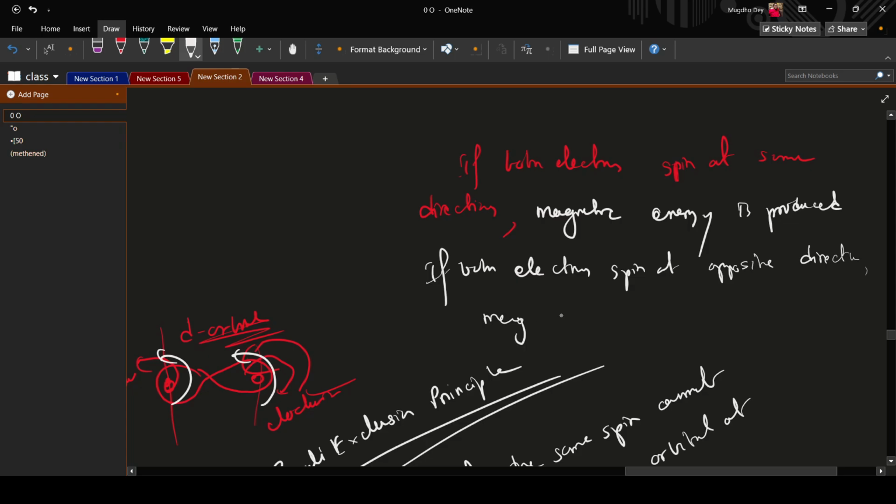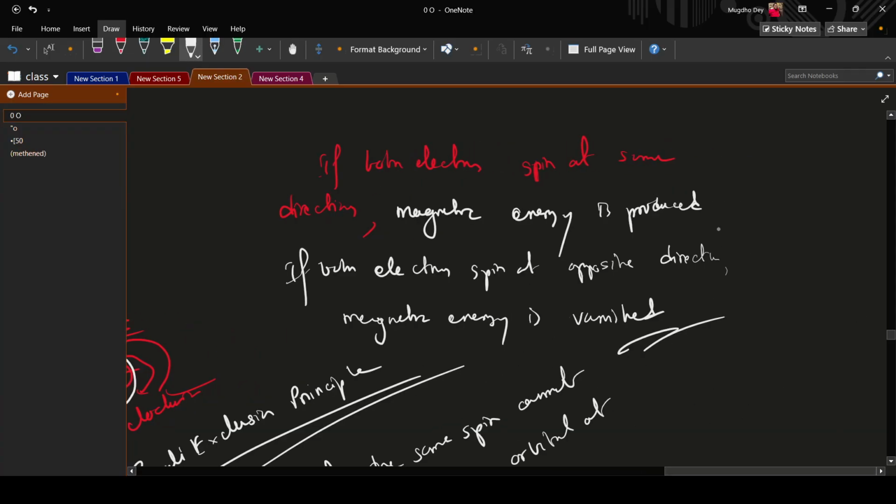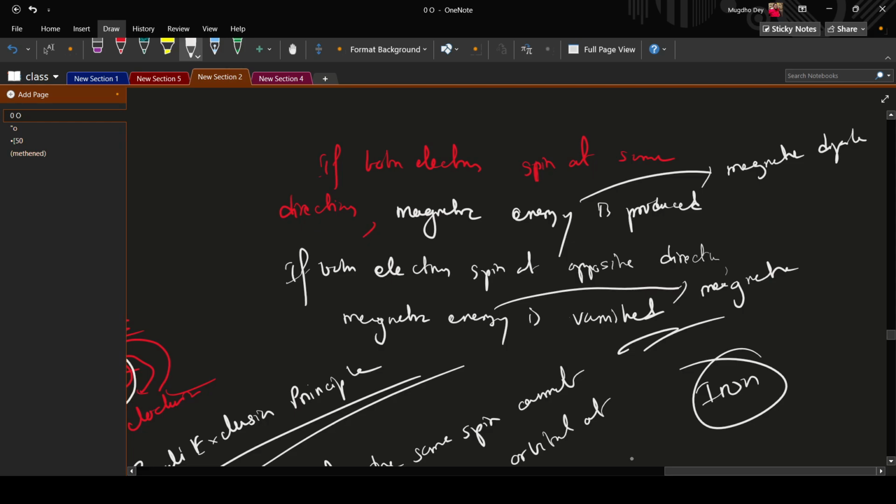magnetic energy vanishes, or just goes away. Magnetic energy basically means dipole; it's also known as a magnetic dipole. Why this is important, we'll understand a little later. There is a reason why, if I talk about iron, iron is not magnetic in many cases. There are some scenarios in which you can use radio waves to convert iron into a magnetic material.